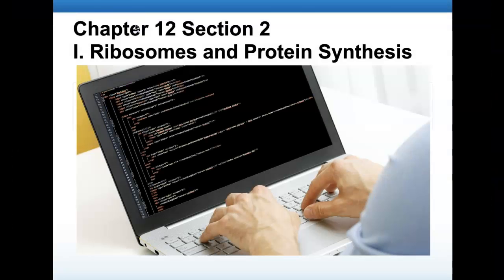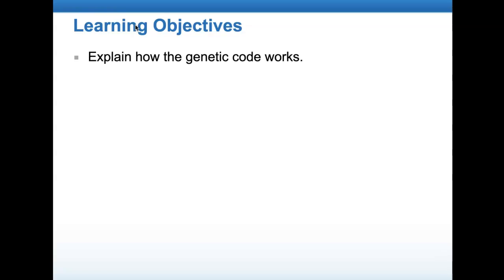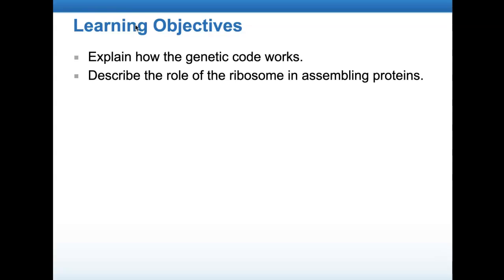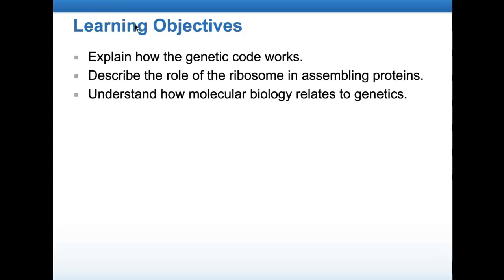Chapter 12, Section 2, Ribosomes and Protein Synthesis. Learning objectives: explain how the genetic code works, describe the role of ribosomes in assembling proteins, and understand how molecular biology relates to genetics.